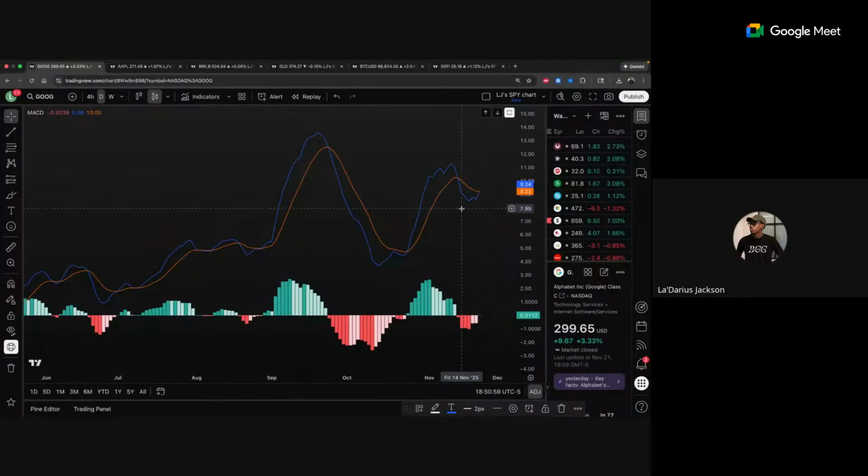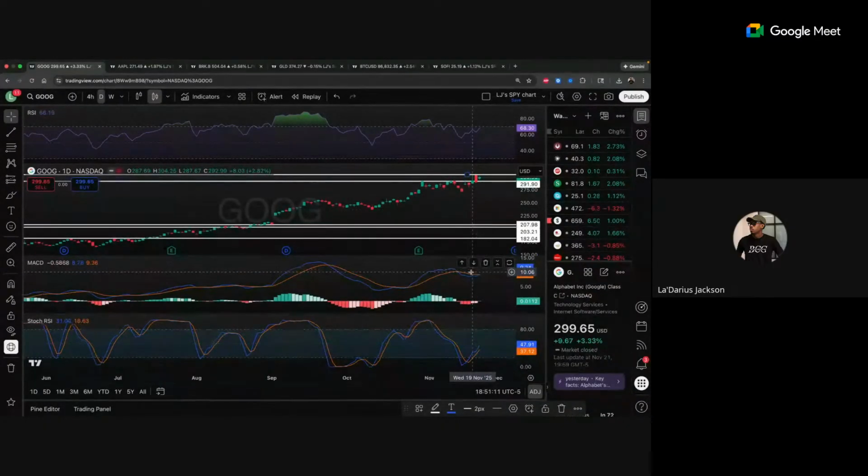Once the blue line is on top, that means that buying pressure is being applied to the stock. So right now, the blue line is curving up. It's overtaking that orange line, and then it should be moving us to the upside. So nice MACD crossover. Again, the RSI is a bit high, so you have to be careful with that.